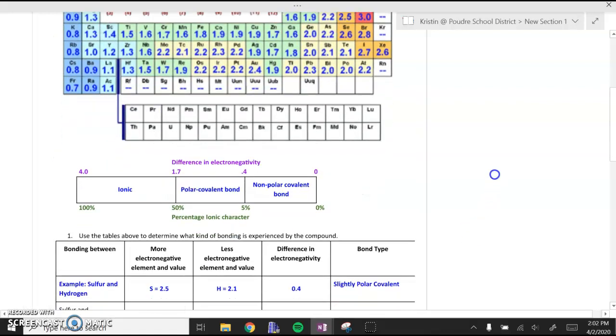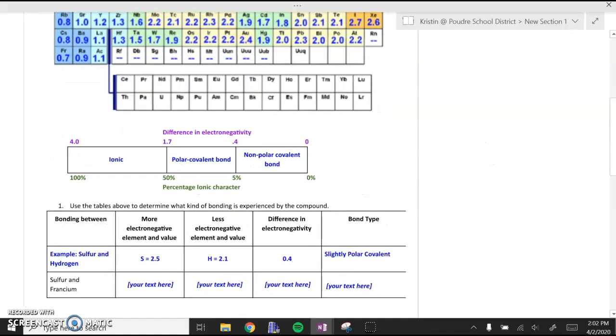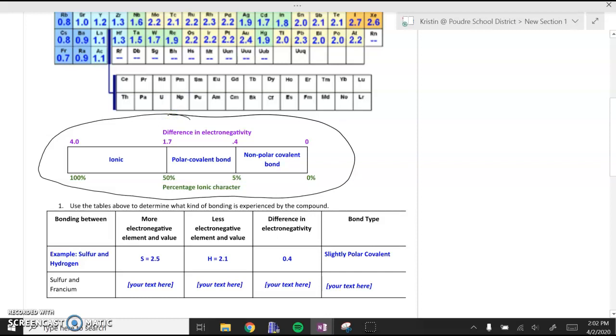values from that. One thing that is important to notice is you have this little diagram that tells you how ionic or polar covalent or non-polar covalent something is. So the purple numbers are the difference in electronegativity. So if the difference in electronegativity is 4, then it's definitely ionic. If it's 1.7, it's polar covalent. If it's 0.4 or smaller, it's non-polar covalent.